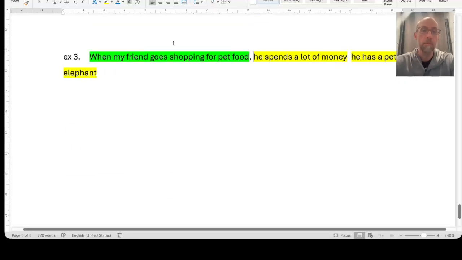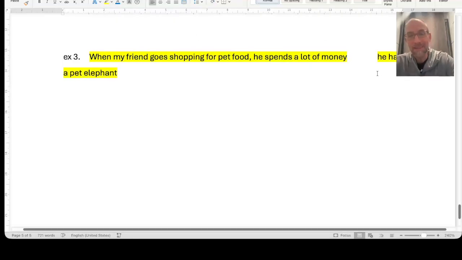So when my friend goes shopping for pet food, he spends a lot of money. And I think that could be a complete sentence by itself, right? So let's call that independent. And then he has a pet elephant. This is the reason for the first part. So we could put comma, for, he has a pet elephant. Alternatively, we could just put a semicolon, let the reader figure out the connection.